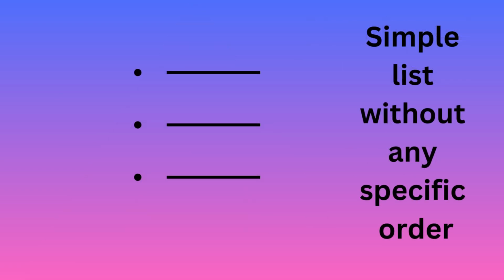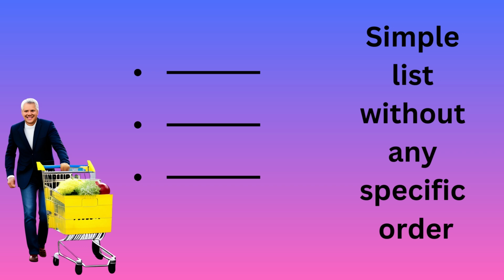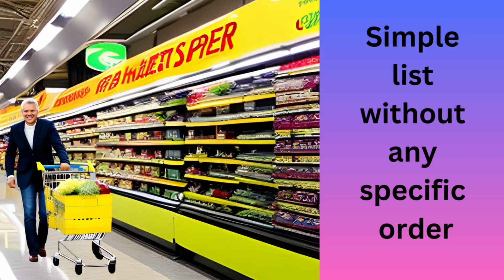On the other hand, unordered list is used to simply display information which does not follow any order. For example, shopping list. You get things off the shelf, without any particular order in a supermarket.